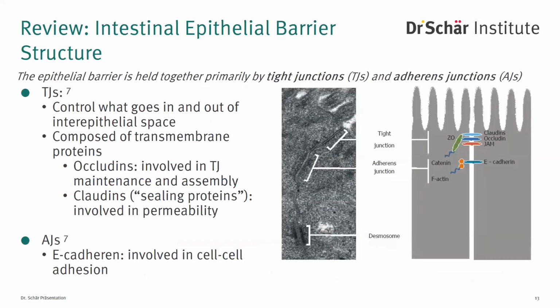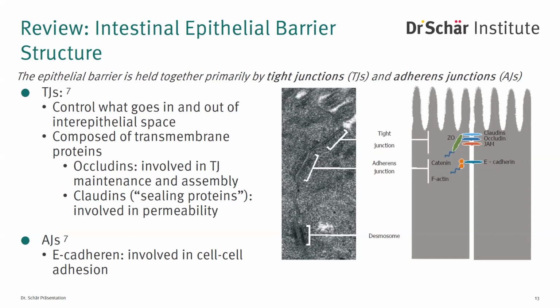An even closer look at the structure of the epithelial junctions is shown on this slide. The epithelial barrier is held together primarily by tight junctions and adherens junctions. Tight junctions are located at the apical surface of the enterocytes, and they act as a gate in the paracellular transport of ions, solutes, water, and cells.